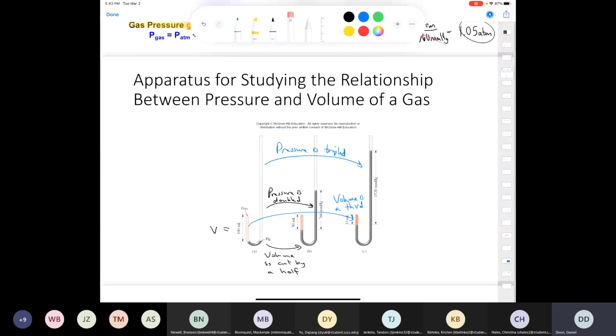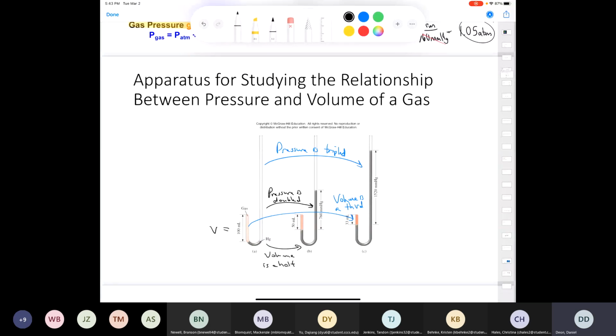Maybe I should have written this as volume. I'll make it simpler. Volume is, there we go. Volume is a half, and then volume is a third. So if you double the pressure, the volume gets cut by a half. If you triple the pressure, the volume gets cut by a third.